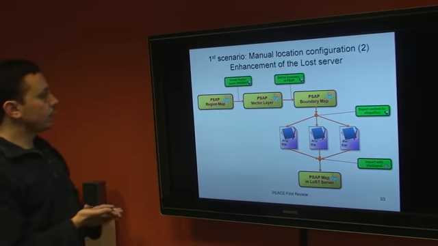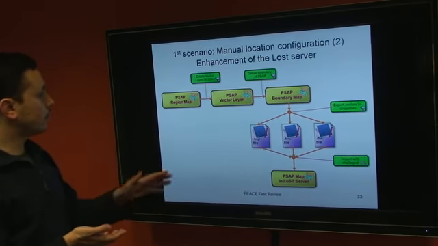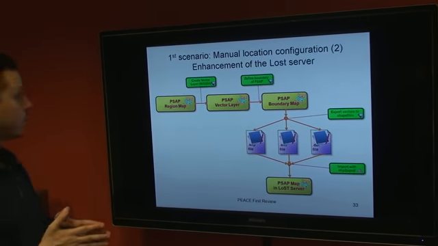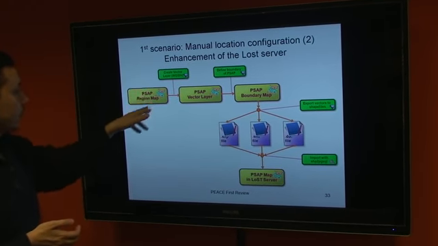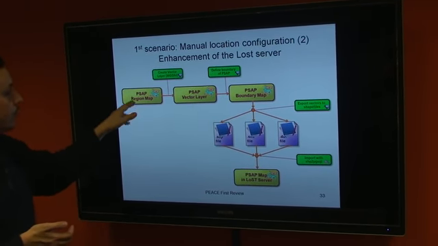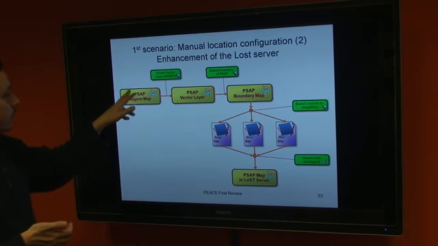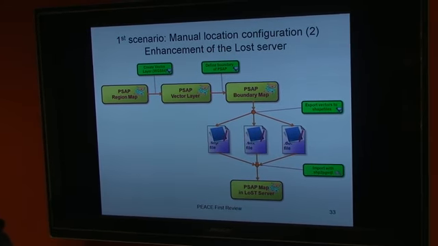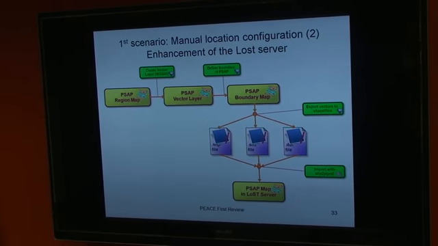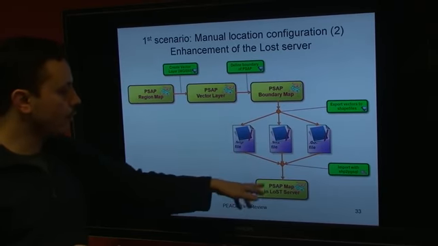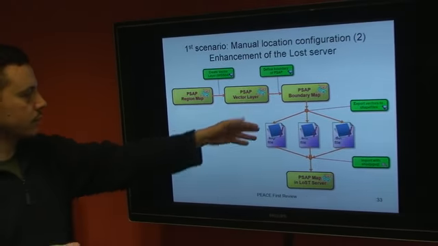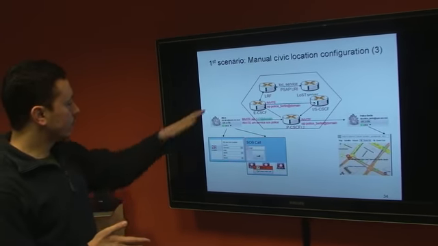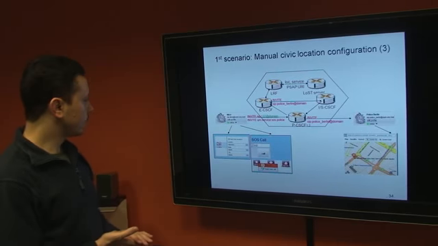For the enhancement of the LoST server, as I said, the current implementation of the LoST server provides only information about the United States. So we looked for information related to region maps of Europe, and then we created from these maps some vectors, and then the boundaries that the PSAPs would control, and then this information is uploaded to the LoST server as it's described here. So let's go concretely through these scenarios.